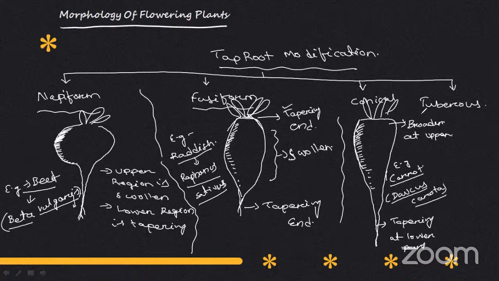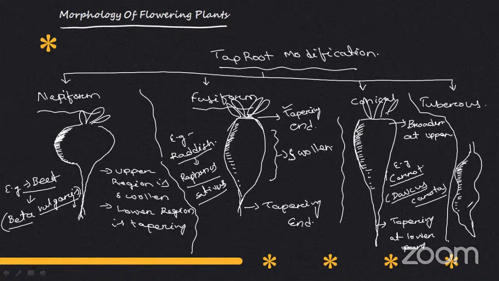Okay. But what happens in case of the tuberous type? In case of the tuberous type, it will not take any kind of shape. It is just taking this kind of shape. So it is not having a definite shape.